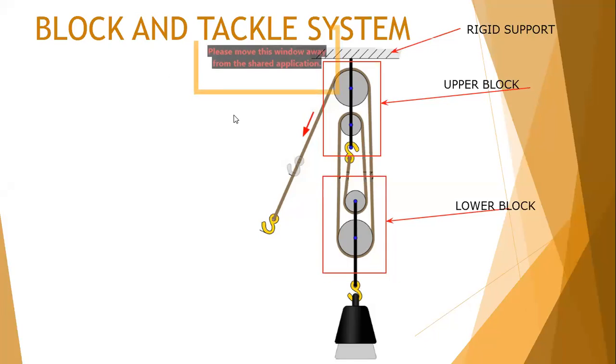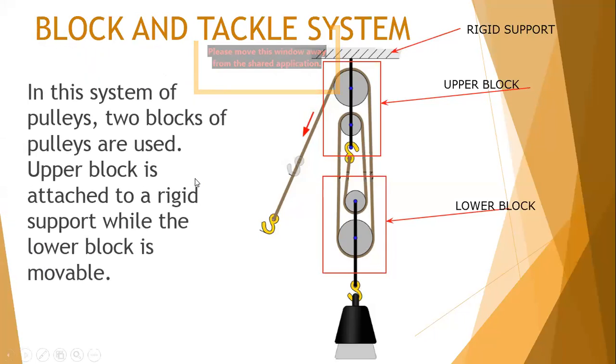Now you will ask me what's the use of the block and tackle system. The very basic use is this: if you remember, we have discussed the single fixed pulley. What was the MA of a single fixed pulley? The MA of a single fixed pulley was 1. Then we studied the single movable pulley. What was its MA? The MA of a single movable pulley was 2.